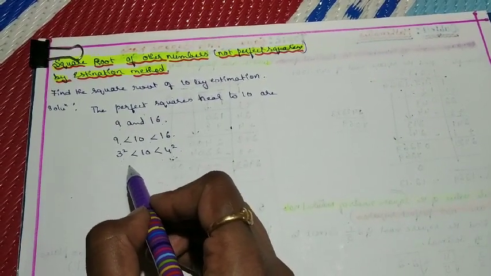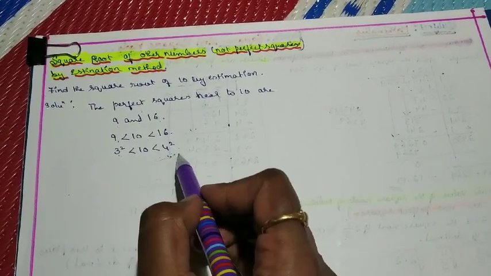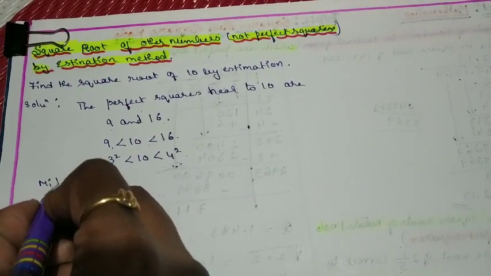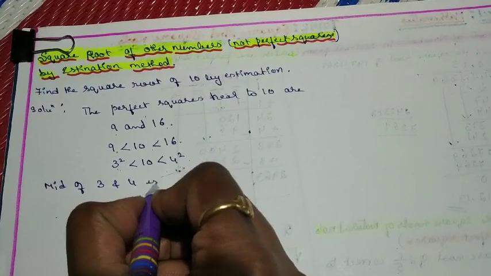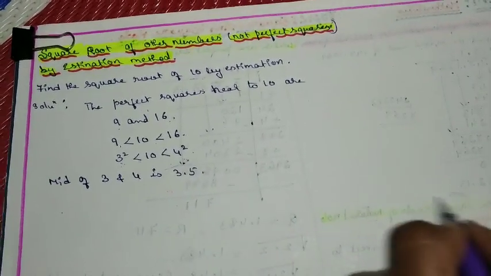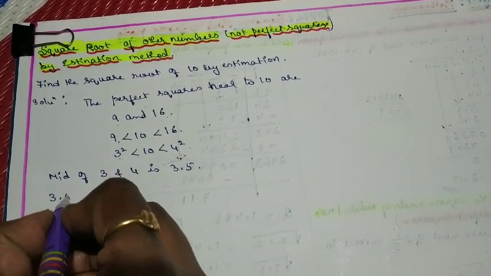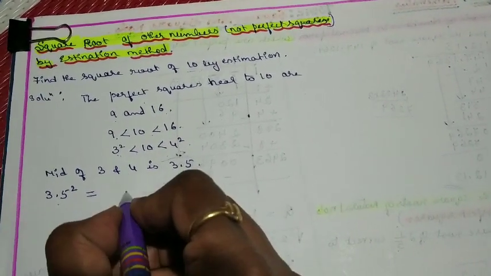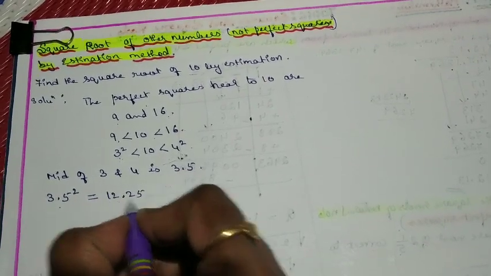Now we need to find the midpoint of these bases, that is 3 and 4. The midpoint of 3 and 4 is 3.5. After finding the midpoint between 3 and 4, you need to find its square, that is 3.5 squared. What is this answer? 5 squared is 25, so 12.25.